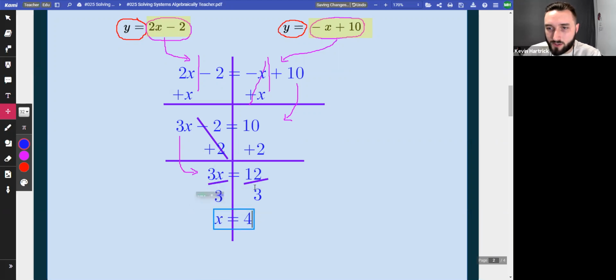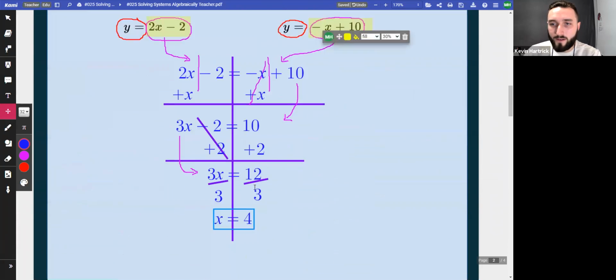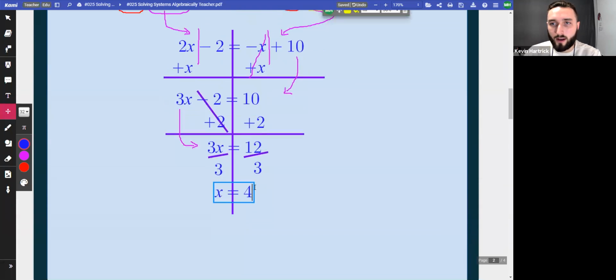Now, is that what I was supposed to get? Let's come back up here. Is my 4 the x value in this solution? Yes, it is. Okay, 4. So I should get a 6 when I find the y, but how do I find a y? Like, I'm done, I thought.